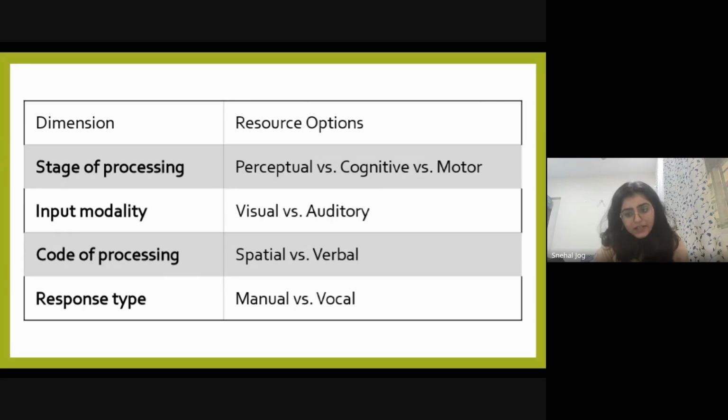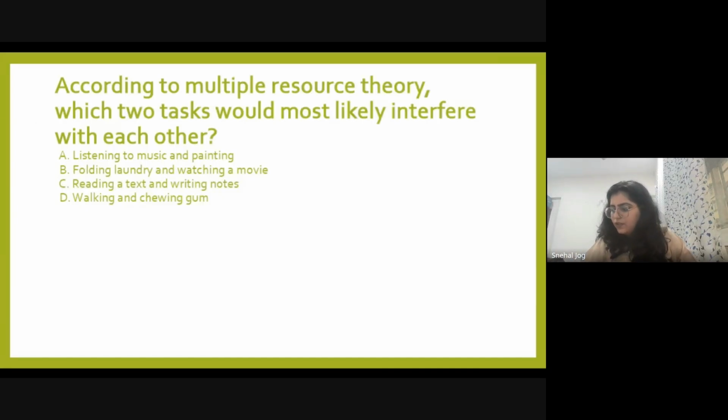Correct. So when two tasks demand similar kind of attention, so different pools, when we were talking about them, when both of them require similar kind, there is going to be more interference. Perfect. Very good. Okay. Now moving on.